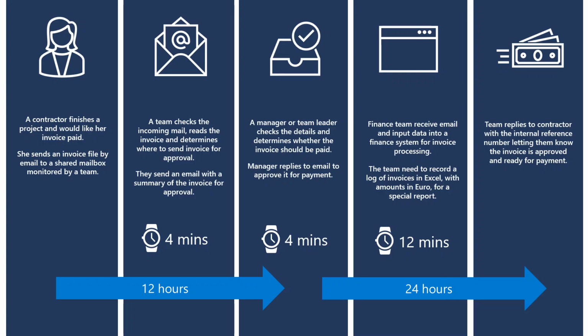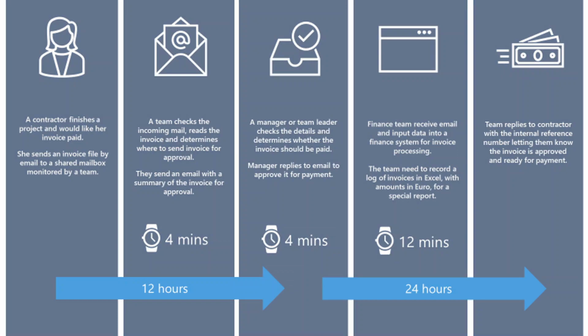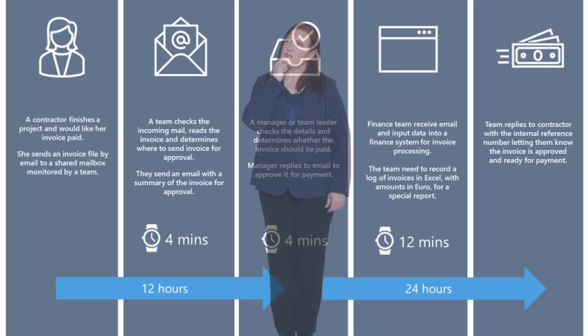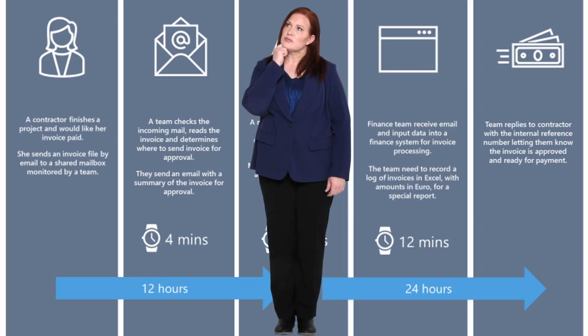Now, bringing this back to the Power Automate vision, people should only have to focus on tasks where they can bring unique human value. Where is the unique human value in this particular chain? In this particular workflow, where is the unique human value? For me, it's right there in the middle. It is with the manager.